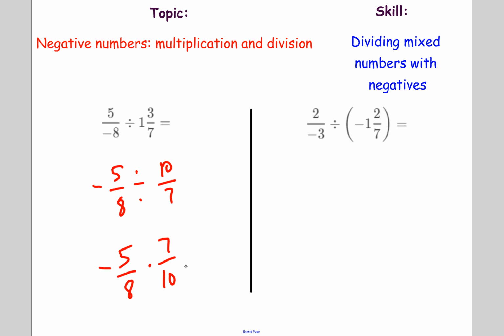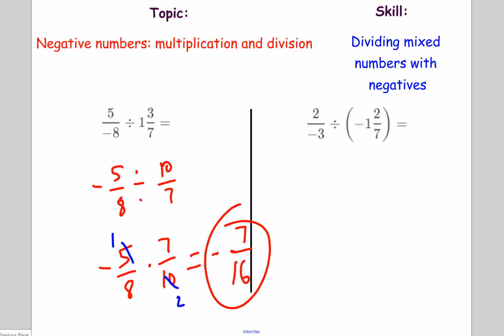All right, so this is a negative times a positive, which is a negative. 5 and 10 simplify to 1 and 2. And can I simplify anything else? I cannot. Numerator is 1 times 7, which is 7. Denominator is 8 times 2, which is 16. So my answer is negative 7 over 16.